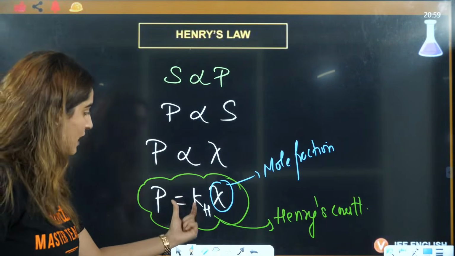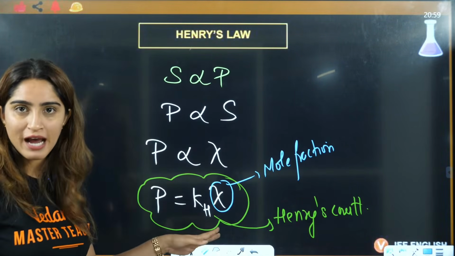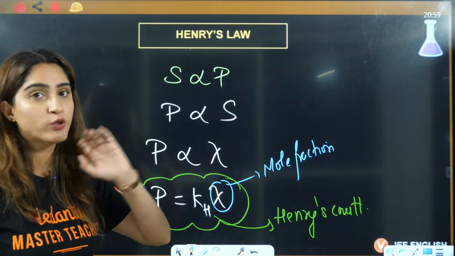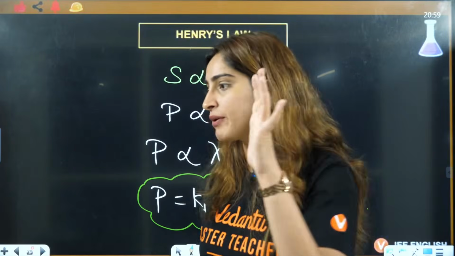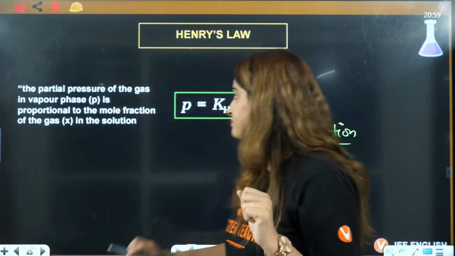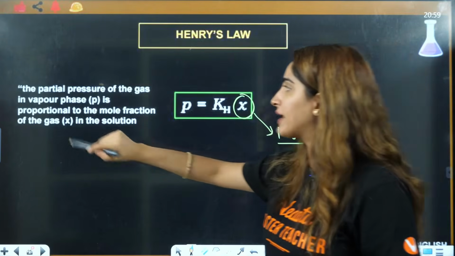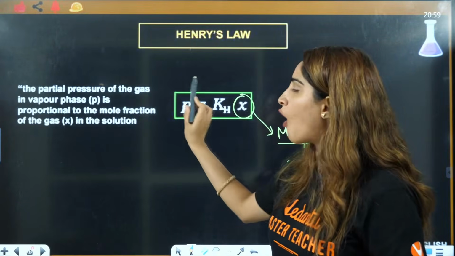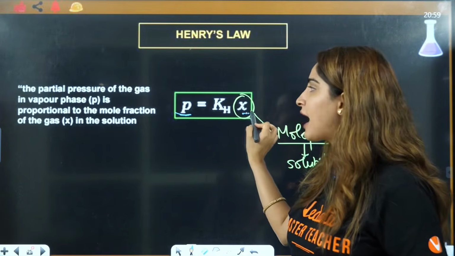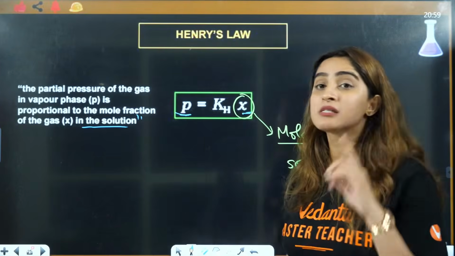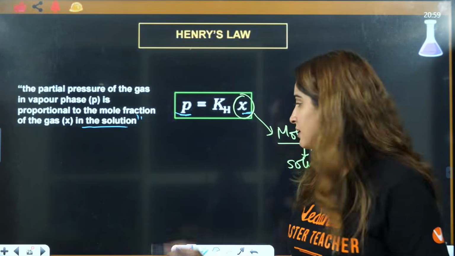Okay, KH is Henry's constant, which depends on the nature of the gas, right? This is mole fraction that defines number of moles by total moles, and P is the pressure of that gas, right? Understood, everybody? Now, this is our Henry's law, and how in this law we can define it. The partial pressure of the gas, that is P, is proportional to mole fraction of the gas in the solution, right? We are talking about mole fraction.